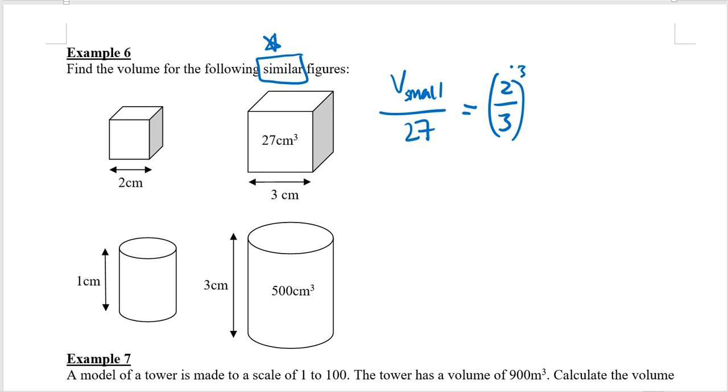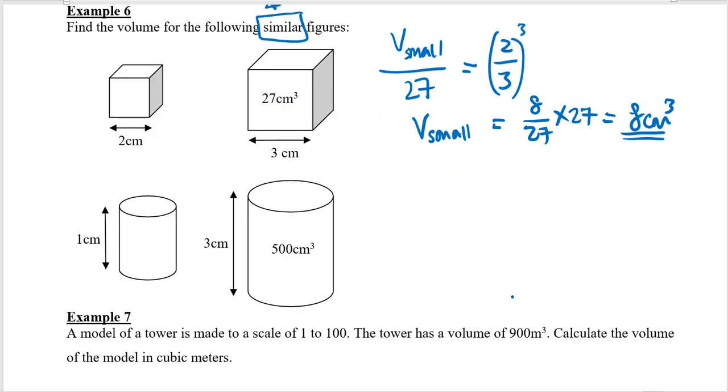By multiplying both sides with 27, I can find the smaller volume to be 8 over 27 times 27, and therefore, the volume is 8 cm cube. Again, it doesn't matter whether you put 27 first or you put the small volume first. If you decide to put the small volume first, you have to start with 2. If you decide to put 27 as the numerator, then on the other side of the equal, we will start with 3 over 2.